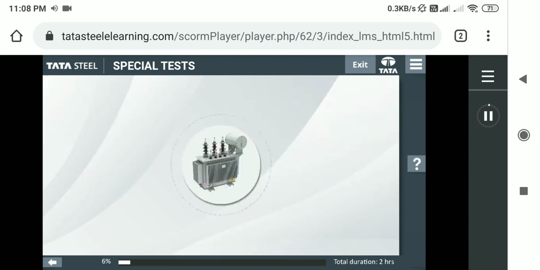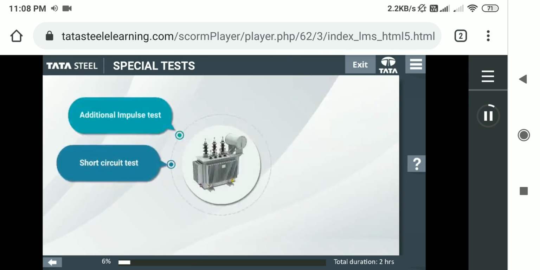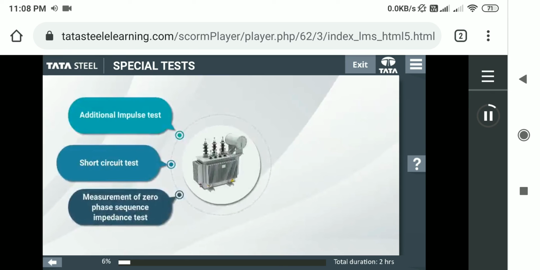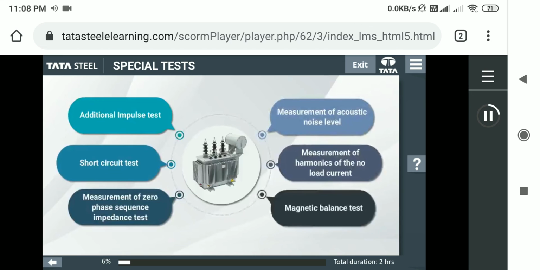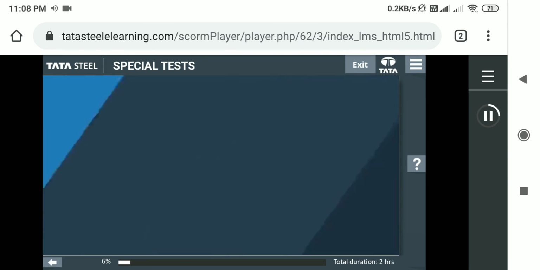Special tests can be categorized as follows: additional impulse test, short circuit test, measurement of zero-phase sequence impedance test, measurement of acoustic noise level, measurement of harmonics of the no-load current, magnetic balance test.